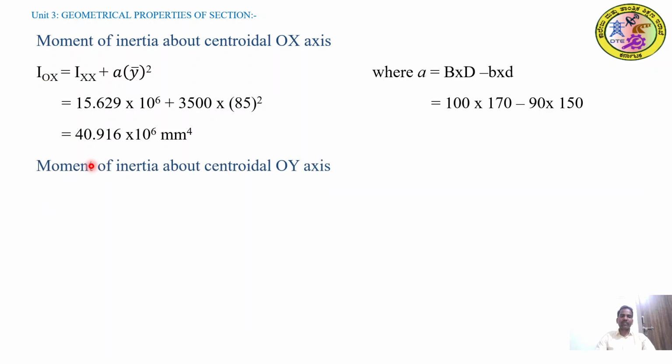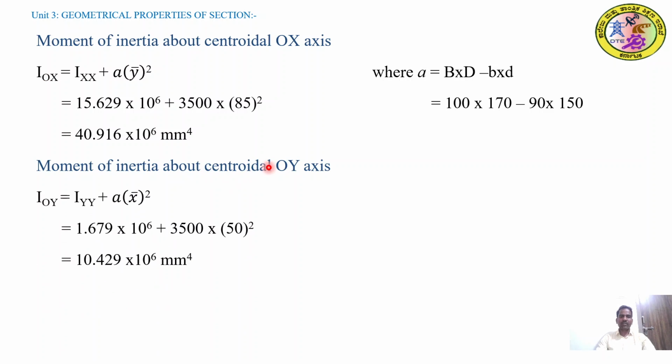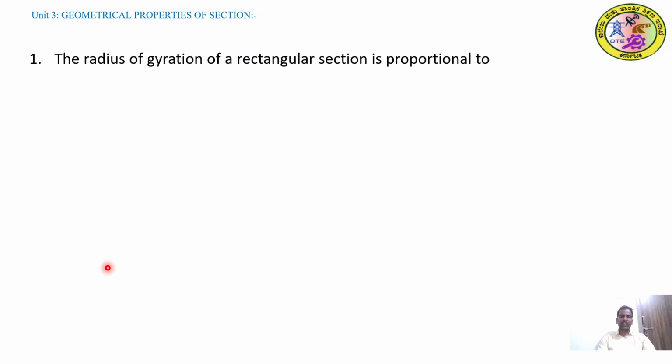Now let's find the moment of inertia about the OY axis. The moment of inertia about the OY axis is the moment of inertia about the y axis plus the area of the rectangle, whatever we have considered and deducted, multiplied by the x bar dimension squared. Here 1.679 into 10 power 6 is the moment of inertia with respect to the y axis, and the area is 3500, and the x bar distance we have already calculated is 50 squared. So that is equal to 10.429 into 10 power 6 millimeter power 4. So this is the way of finding the moment of inertia for the given figure.